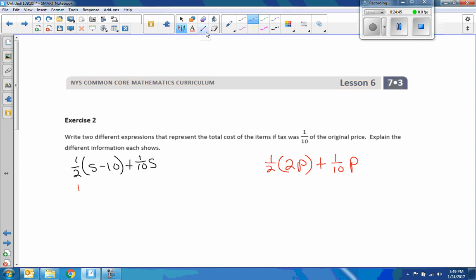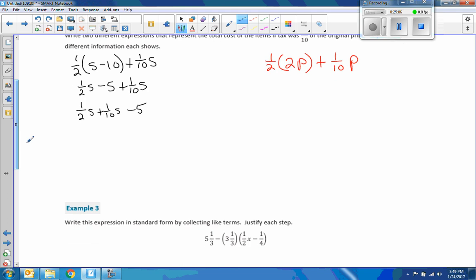Let me change back to black. If I distribute, I get 1/2 S minus 5 plus 1/10 S. If I combine like terms and rearrange, I can say 1/2 S plus 1/10 S minus 5. Then I can combine those two. 1/2 plus 1/10, common denominator is 10. 1/2 is 5/10 plus 1/10. So 5/10 plus 1/10 is 6/10 S minus 5.